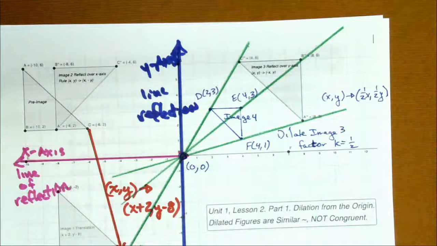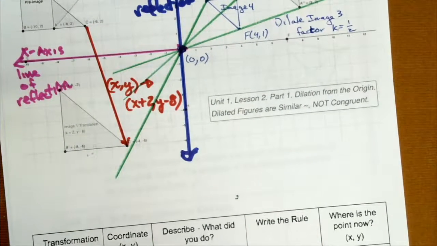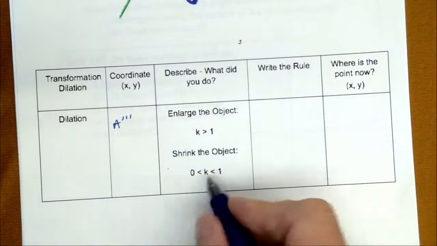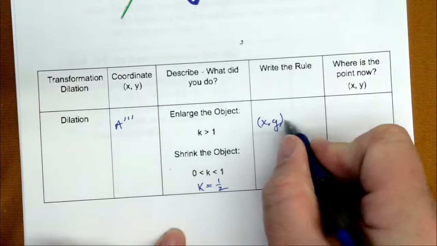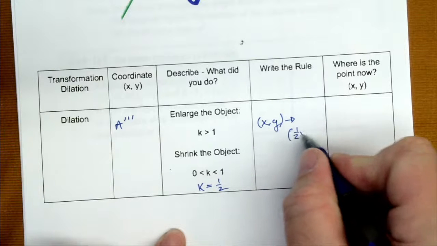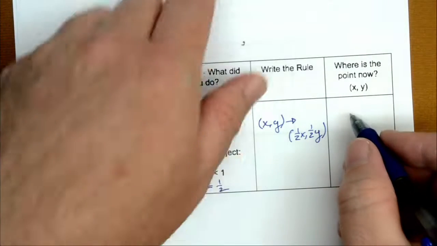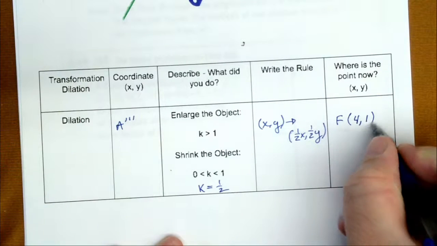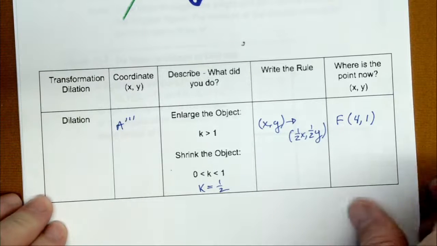Okay. So if we look at our quick little coordinate here, let's take A triple prime, for example. We shrank the object at k equals 1/2. Our rule was x, y became 1/2 x, 1/2 y. And the point is now, and we called it F, at 4, 1. So pretty simple for the dilation rule.